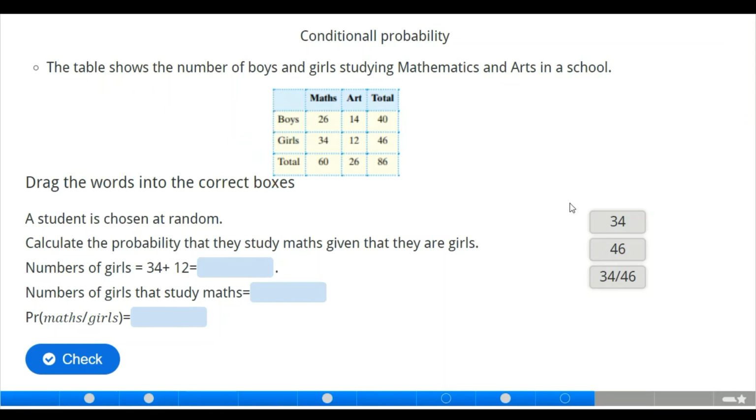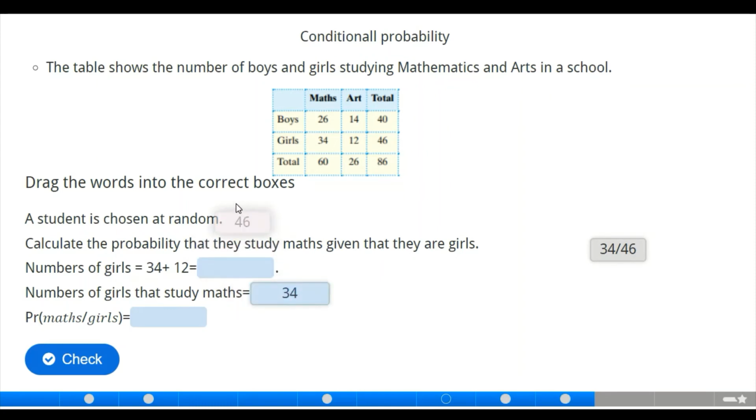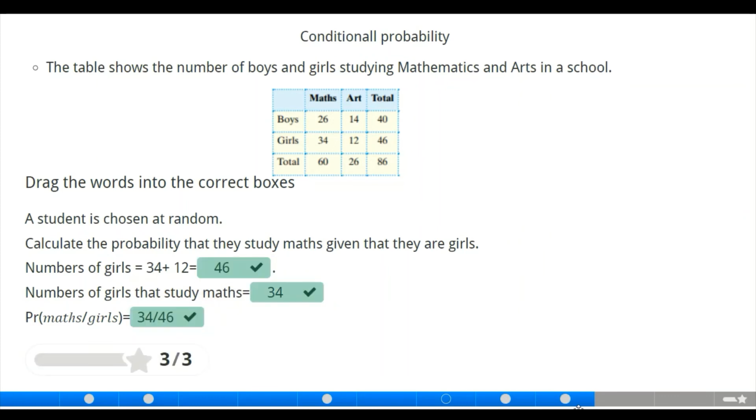Let's put the right answer in the boxes. We have 34 as the number of girls that study mathematics. Then the number of girls in the class is 46, right? So the probability is going to be 34 over 46. Let's check our answer.